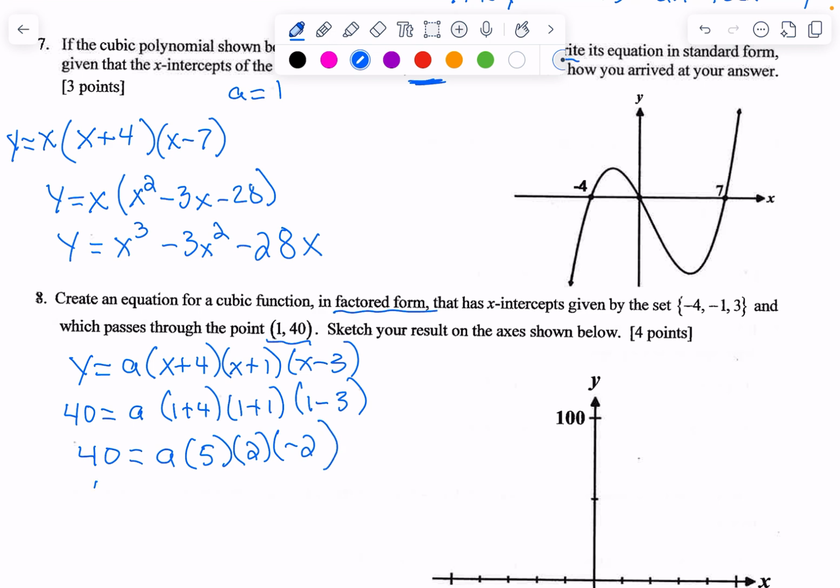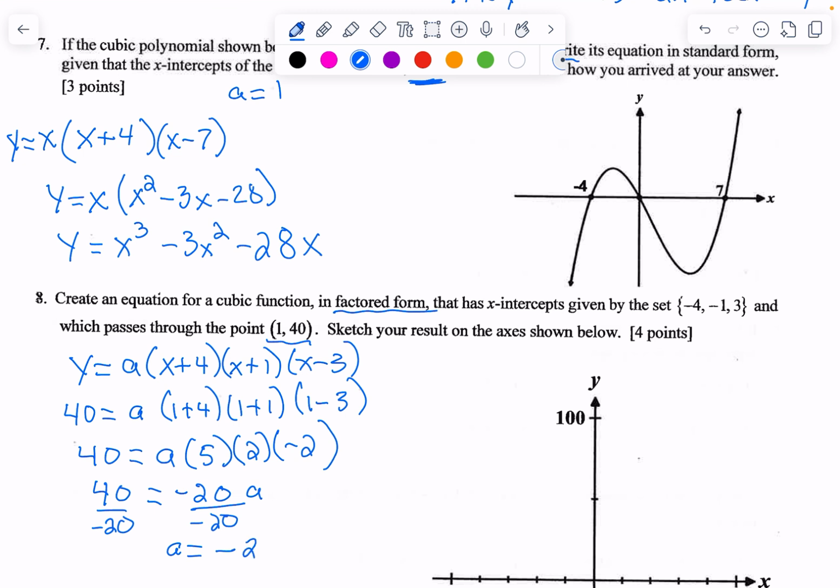All right, so 40 is equal to 5 times 2 is 10. 10 times 2, negative 2 is negative 20. A, and then we divide. And we get a is equal to negative 20 over negative 2.